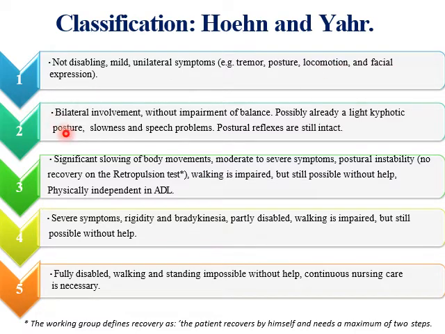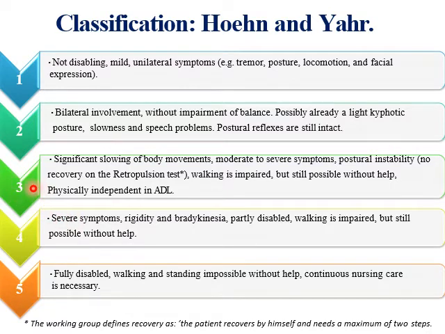In stage 2, patients will often experience bilateral disease. They may show symptoms on both sides, such as tremor on both sides. However, they are without impairment of balance. They may have a slight kyphotic posture. They may show slowness in their movement as well as speech problems. However, their postural reflexes are still intact.